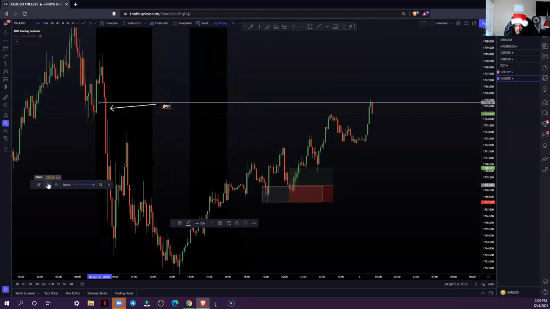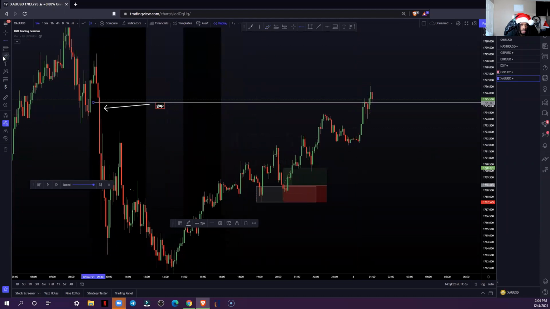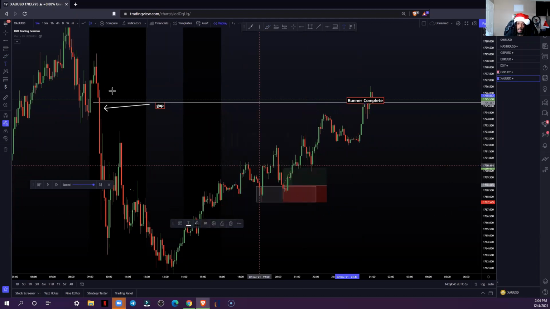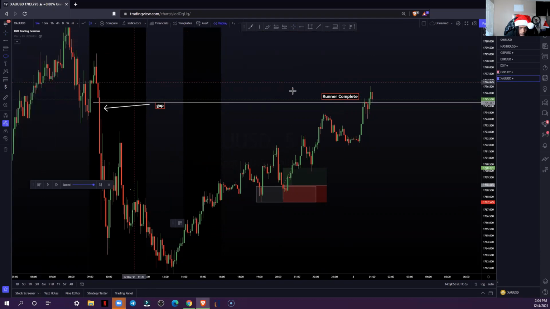I don't know if it went up there. Okay, it went up there. So right there, I'm gonna type in runner complete or something like that. It doesn't have to be like this, but this is just so I can know, okay, where would you leave your runner? So the runner would be right there. Honestly, you don't even need this line, but just show me where the circle is. Right here, this will be where the runner would go.